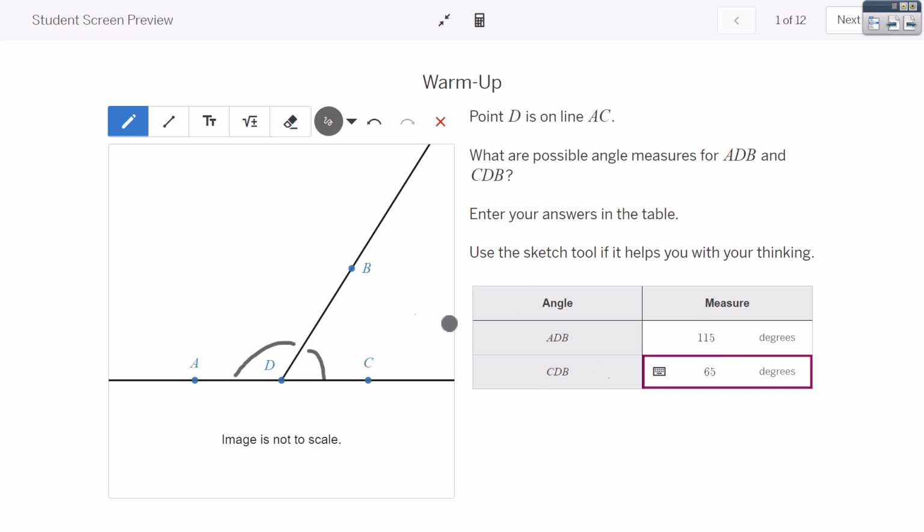And we did that in class the other day. So those are two possible angle measures. I know those will work because they should add up to 180 degrees. So if I ever have two angles that exist on a straight line, I should be able to use the fact that they add up to 180 to piece them together. Let's move on.